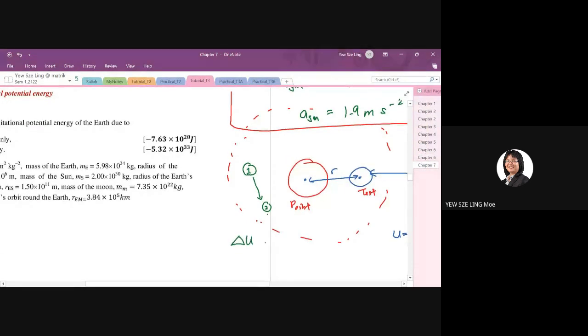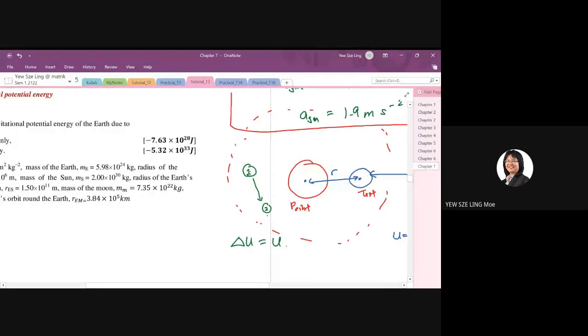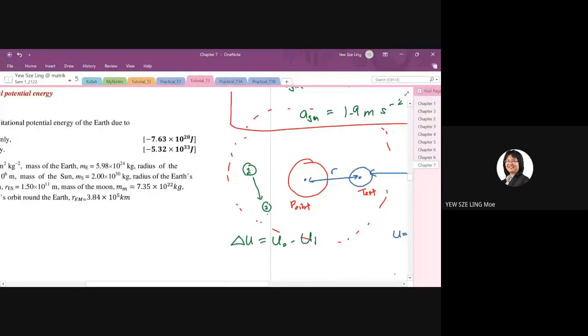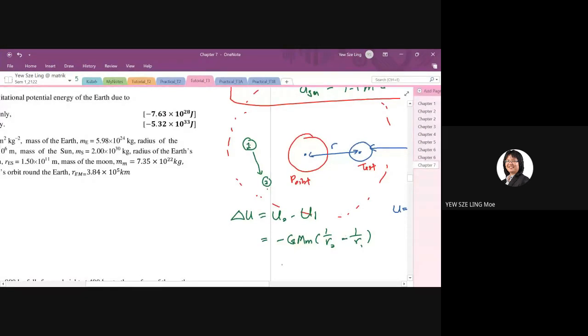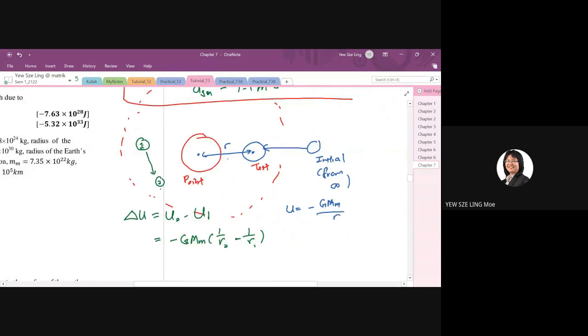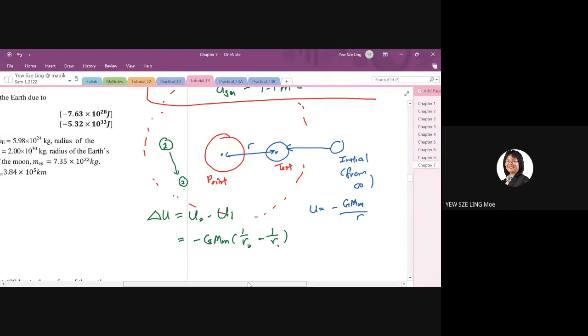So we want to calculate the work done in bringing it from point 1 to point 2, which is U final, U2, minus U1. If you expand these equations, eventually you're going to get negative GMm times 1 over r2 minus 1 over r1. So that is the main difference between these two scenarios. One is you bring it from infinity into the field, therefore you have just U equals negative GMm over r. The other is you move it from one position to another position inside the field. Then you need to use final U minus initial U in order to calculate its value.